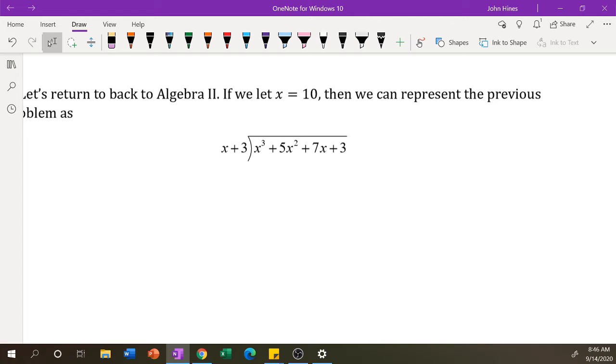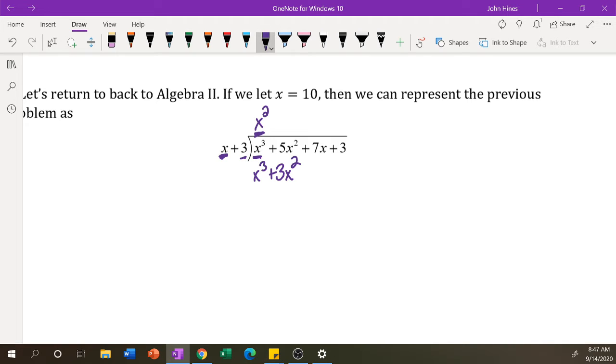So we ask ourselves, what times x? I only care about this x right now. I'm going to ignore that plus 3. I'm going to use the most powerful term there, that leading term. What times x gives me x to the third? Well, x squared times x gives me x to the third. So I get x to the third, but then I have to keep multiplying. X squared times 3 is 3x squared.